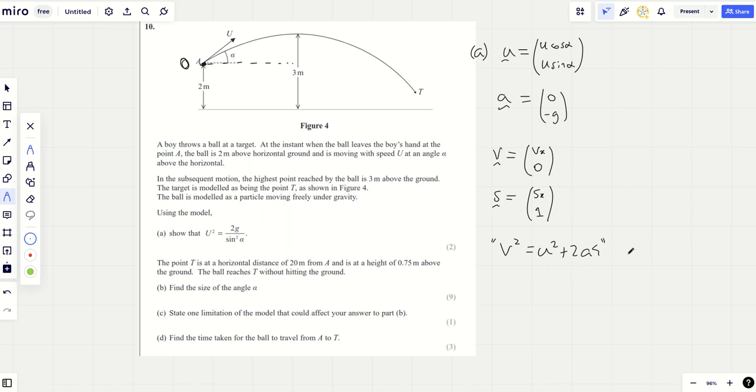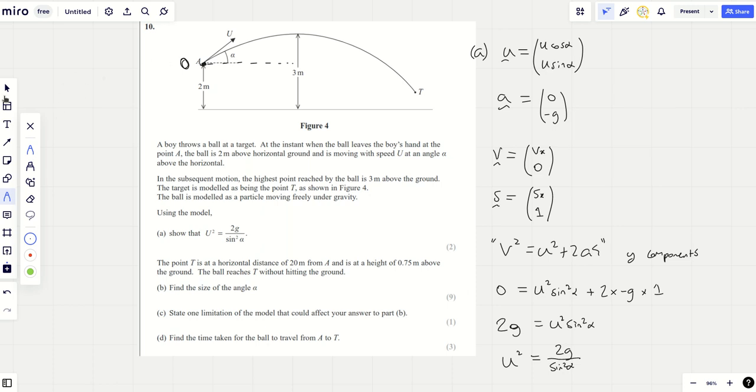Now I'm going to use the y components. And that's going to give me 0 equals u, capital U that is, u squared sine squared alpha plus 2 times minus g times 1. And so we get minus 2g there, and I can add it over here. So I get 2g is u squared sine squared alpha. And so the result follows. U squared is 2g over sine squared alpha. Done. Okay, that's part a done.